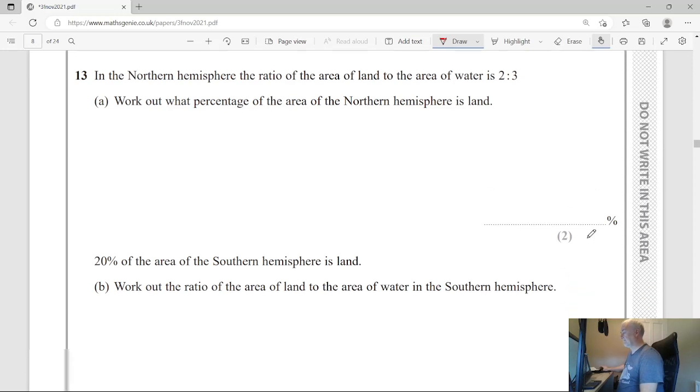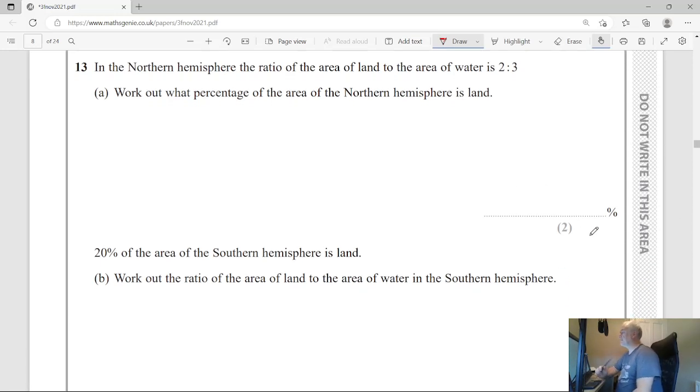Question 13. In the northern hemisphere, the ratio of the area of land to the area of water is 2 to 3. Okay, so I'm just going to write that down. And that's the area of land to the area of water. Work out what percentage of the area of the northern hemisphere is land. Okay, so I want it as a percentage.